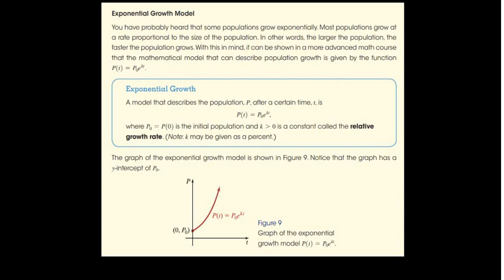Makes sense? With this in mind, it can be shown in more advanced math courses that the mathematical model that describes population growth is given by the function P of t is equal to P naught times e raised to the kt. Now, I will take this time to say that yes, population does grow exponentially, but only at first. We might see a problem like this in the next section with logarithmic growth, which models population growth better, at least for the long run.